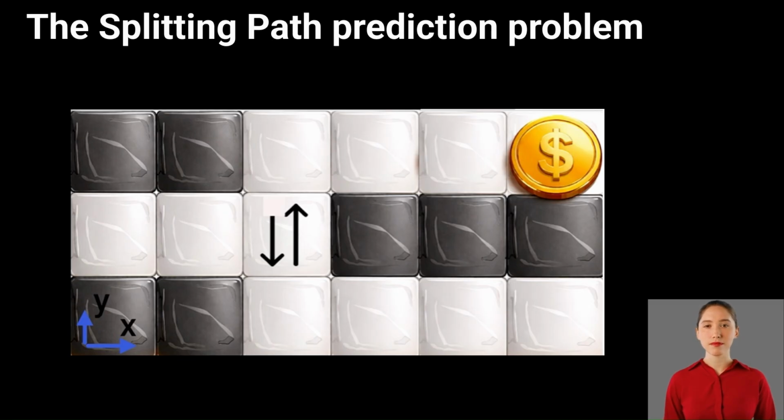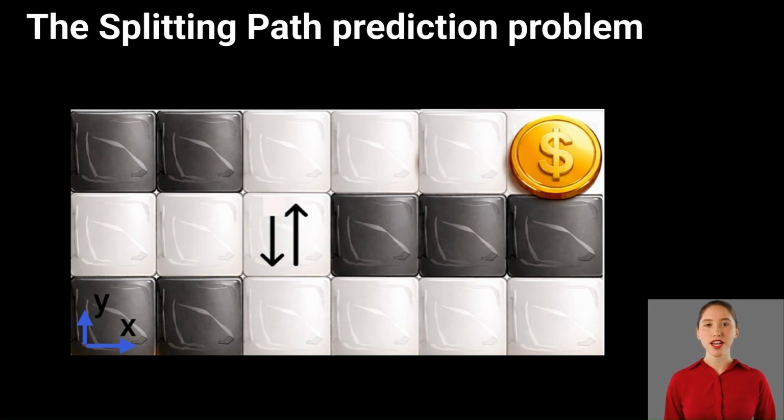In the splitting path prediction problem, the policy is already given. The agent always moves east except in the center location. In this location, it randomly selects action north or south. The challenge is to estimate the value function, expressing how good it is to be in a state. The value is defined as the estimated sum of future rewards for a given policy.